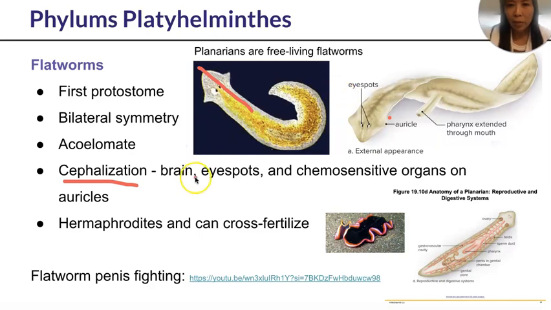We talked about how they have chemical sensitive organs. One of the things that they're also able to do is sense chemical cues from food to detect their food. So think about when you walk by a nice bakery and you can smell that fresh bread being cooked. Similarly, these little flatworms can detect different chemical signals in order to find their food.